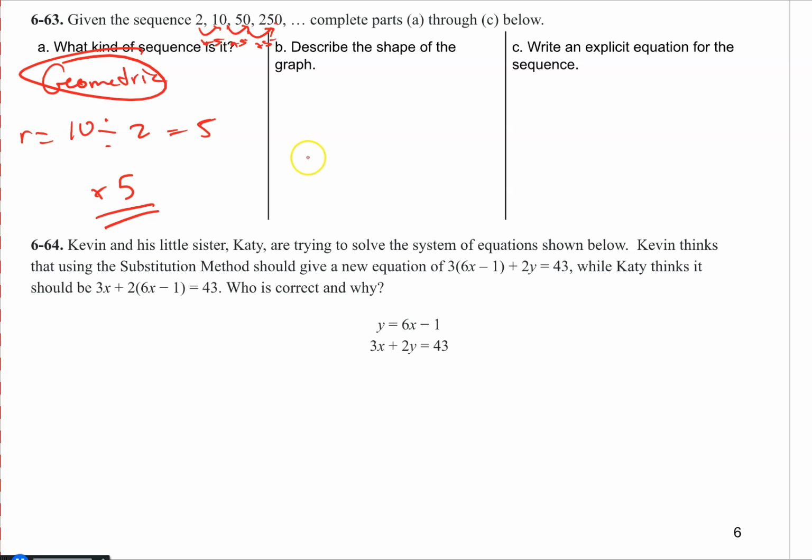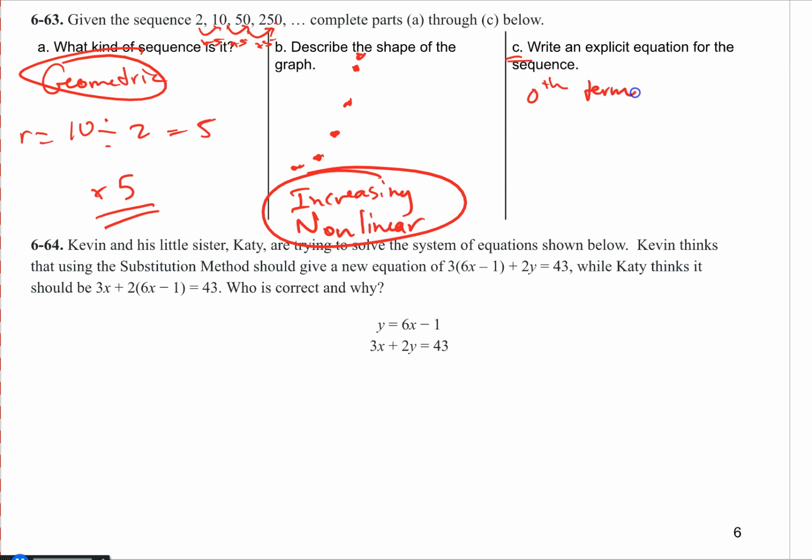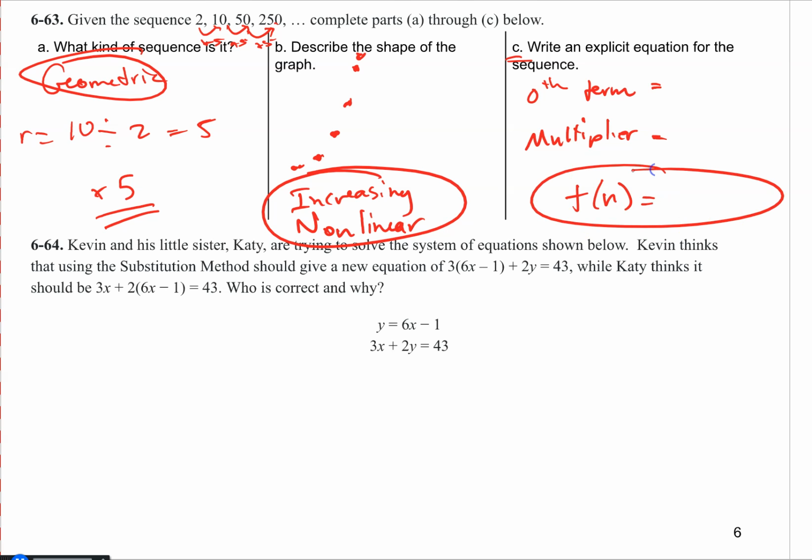Now let's describe the shape of the graph. Remember, a sequence has a dot graph. And it's going up. It's definitely increasing. And the shape is linear? No, it's nonlinear. It's curved because we don't have a common difference. We have a multiplier. I'll let you write the explicit equation. Find the zeroth term. Find the multiplier. And then you write your equation.